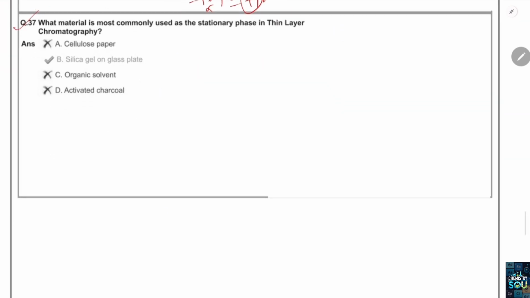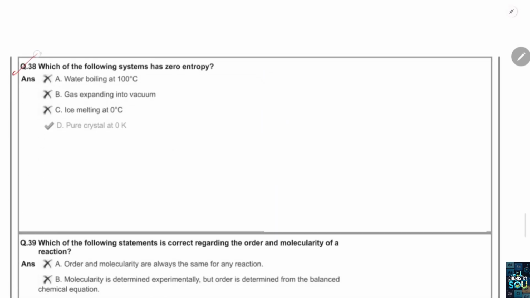In question number 37, what material is most commonly used as a stationary phase in the TLC? In TLC, we know that silica gel is used. Option B is correct.